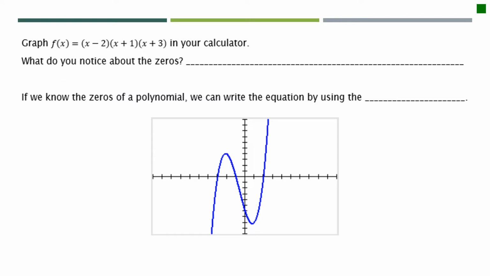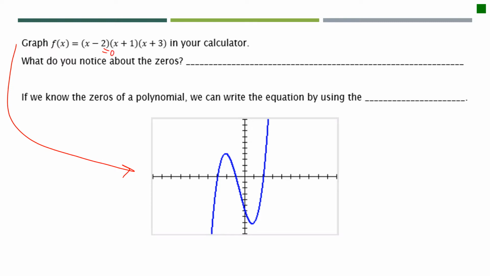So the first thing it asks us to do is to graph this function in our calculator. So that's what I did right down here. That's what the graph looks like. And it asks us, what do you notice about the zeros? We talked about this a little bit in lesson 5b.2, which is that if you take your factors, since this is in factored form, and you switch the sign of your number, which is essentially because you're solving.